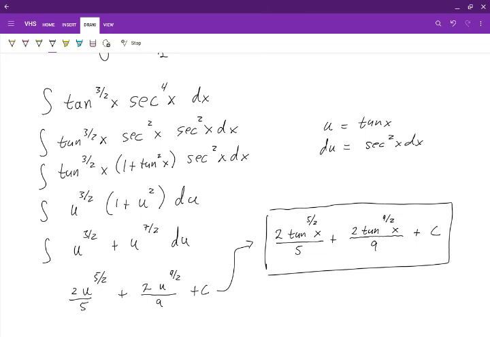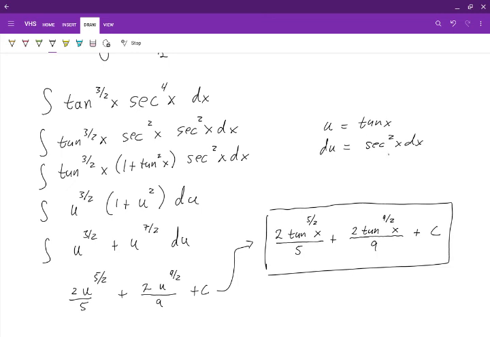So with this, we're going to separate our secant fourth into secant squared times secant squared, because you're going to want to save one of these secant squareds, okay? Now, secant squared x is 1 plus tan squared x. That's a trig identity. Then choosing this substitution over here, you're going to make u equals tan x.